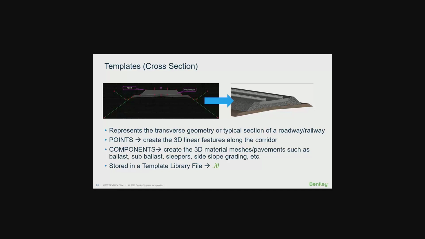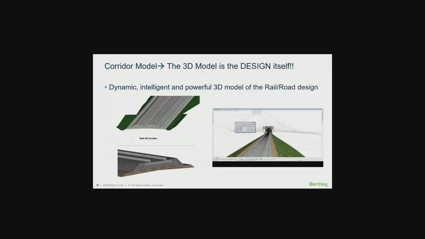Could be pavements, ballast, sub-ballast, or even sleepers, side slopes or grading. It is crucial that you know more or less the principle on how to create the templates so that you can create the 3D model of your corridor. Now, if I may just go back to this previous slide, the 3D model itself is the design.